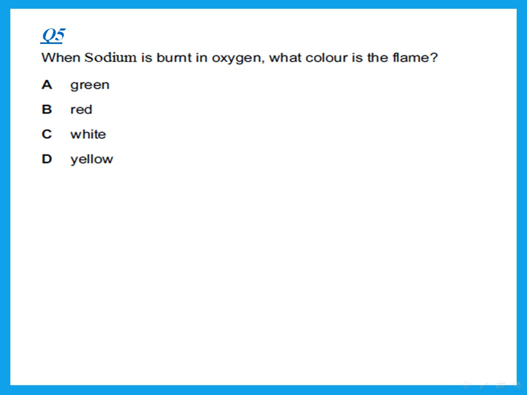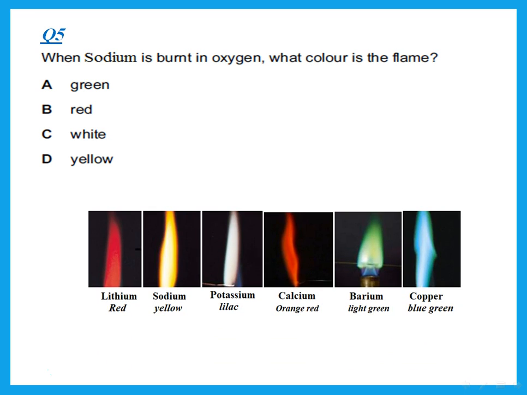Now he's saying when sodium is burned in oxygen, what color is the flame? Remember, you are required to know the colors of flame tests. So what are the colors of flame tests? Lithium is red, sodium is yellow, potassium is lilac, calcium is orange red or brick red, barium is light green, copper is blue green. So if he has sodium ions, which color does he get in the flame test? He gets yellow. That is correct.